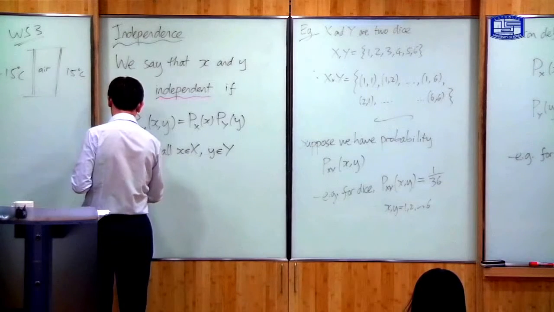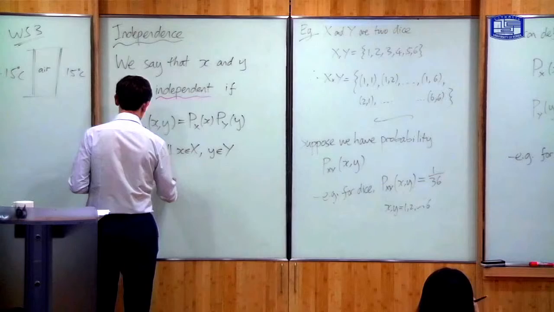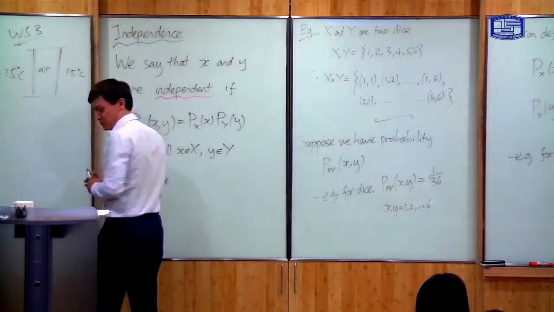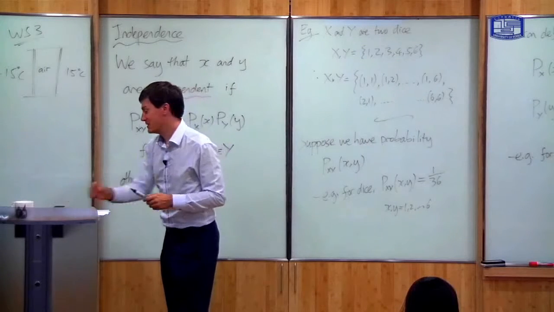Otherwise, x and y are called dependent. So the opposite of independent is dependent.